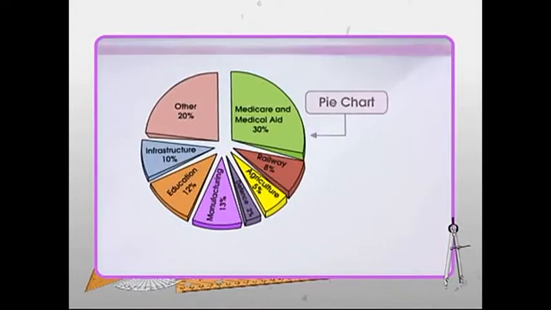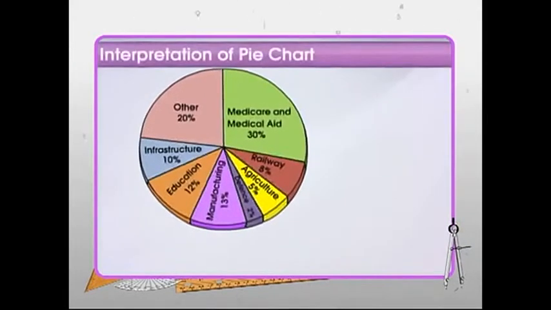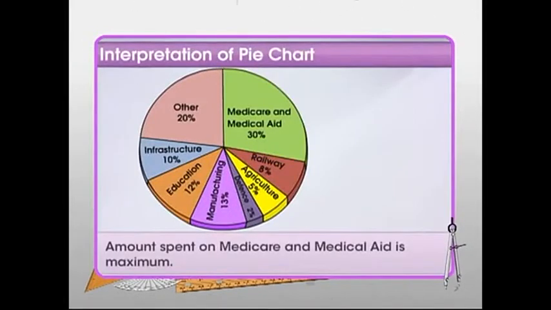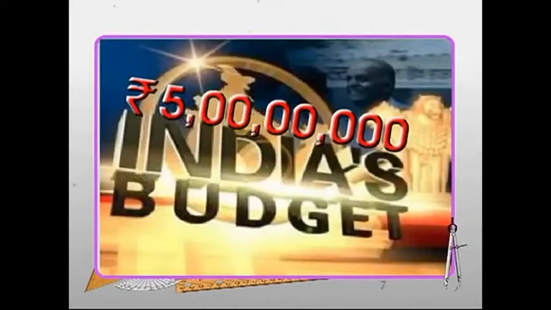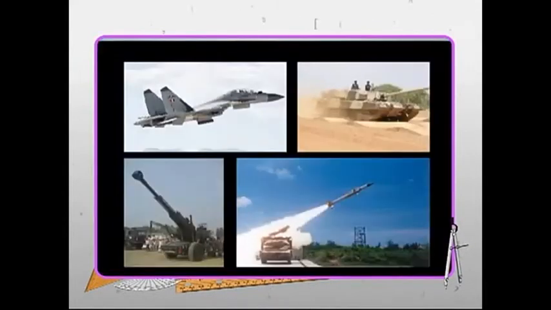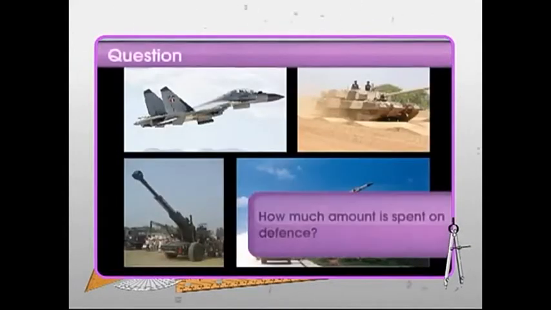Observe that the size of the sector, which is green in color, is the largest. So, the maximum amount is spent on Medicare and medical aid. Note that the angle that this green colored sector makes at the center is largest. Now suppose the yearly budget of India is rupees 5 crores. What will be the amount spent on defense?